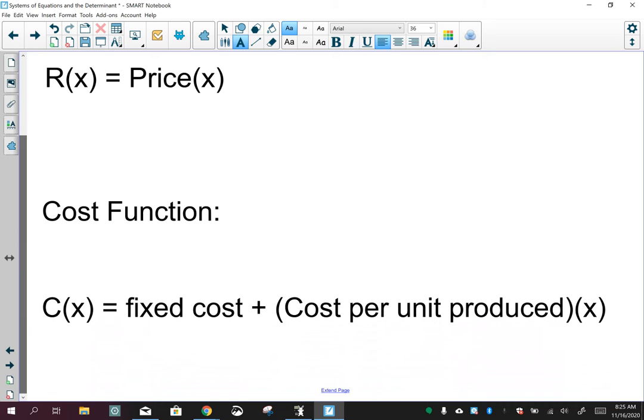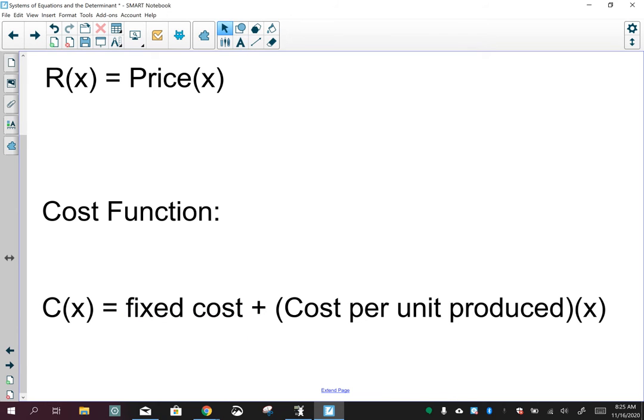My cost function is going to be how much money am I already out of pocket? Am I out of pocket $137? Am I out of pocket $2,700? How much am I already out of pocket before I make anything? That's what's called a fixed cost. And then I'm going to add that to the cost per unit produced.